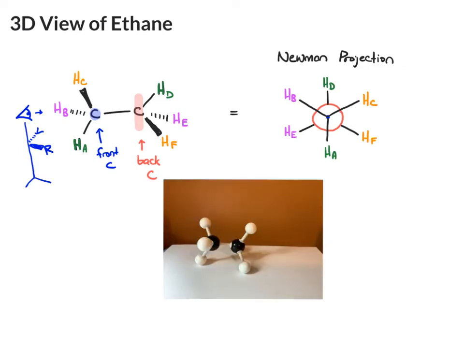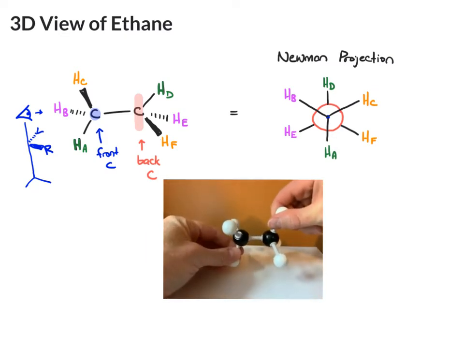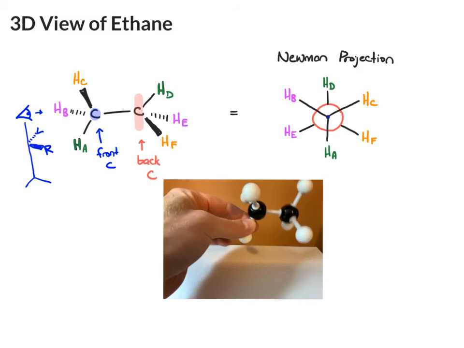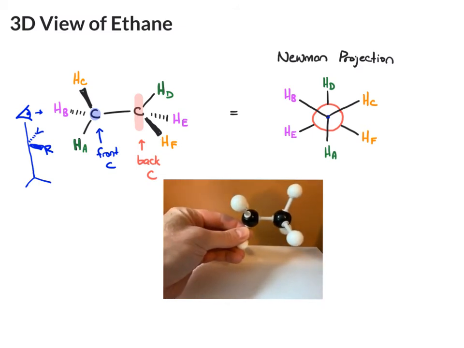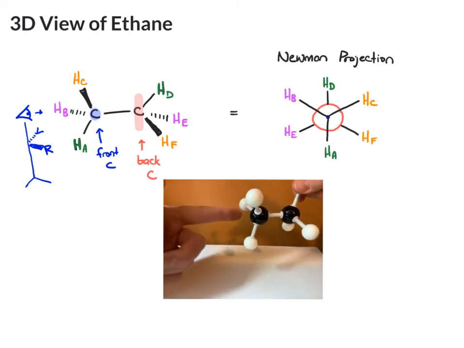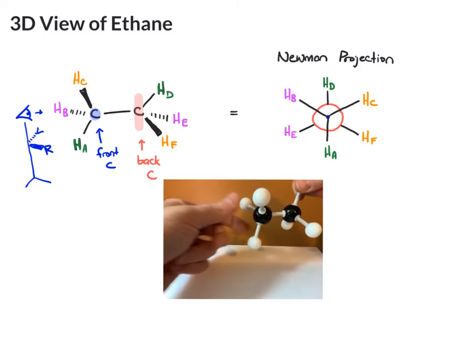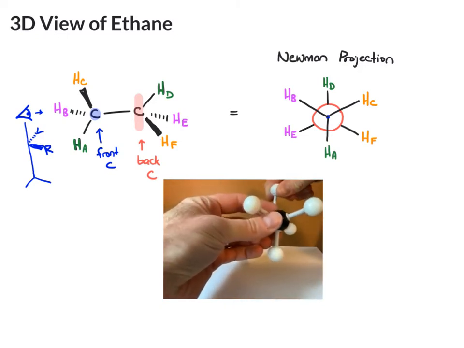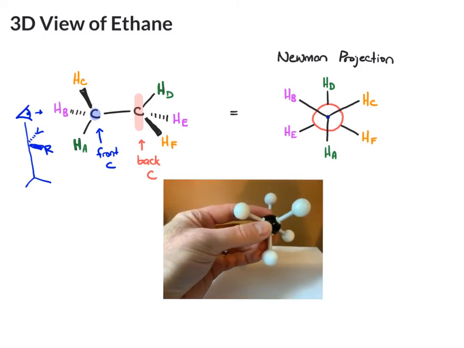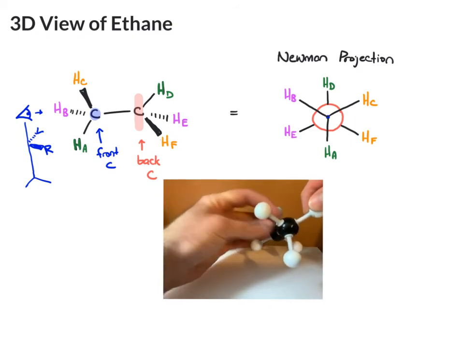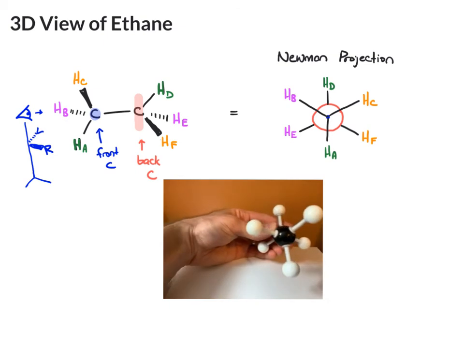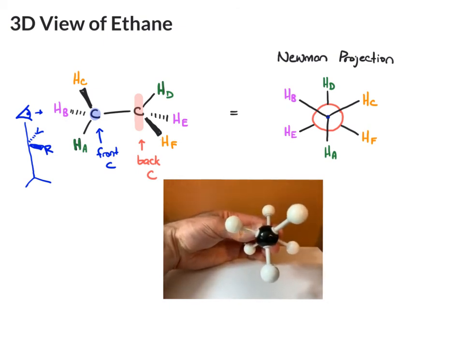Let's look at this in terms of our molecular model. So here is the ethane structure, just like we drew before. But now what we're doing is we're looking at it from this side. So if you're looking at it from this side, basically you're looking at it like this. It's a little hard for me to hold so you can see everything, so I hold it from the back. You're looking at it like this.